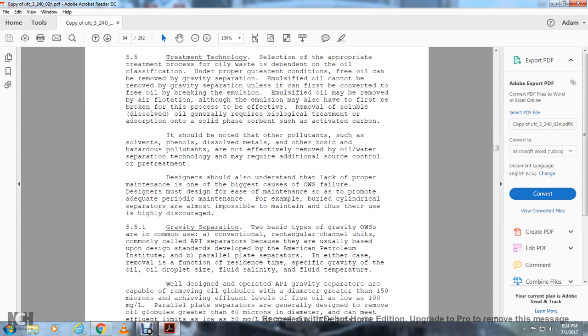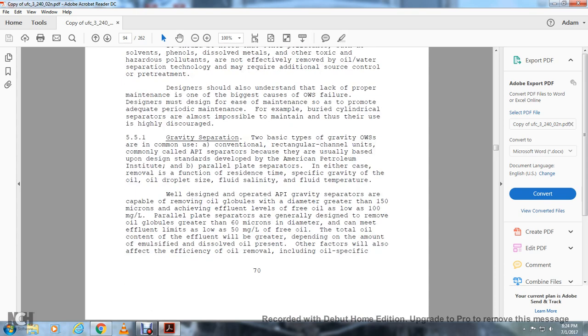Designers should understand that lack of proper maintenance is one of the biggest causes of oil-water separator failure. Designers must design for easy maintenance so as to promote adequate periodic maintenance. For example, buried cylindrical separators are almost impossible to maintain, thus they are highly discouraged.